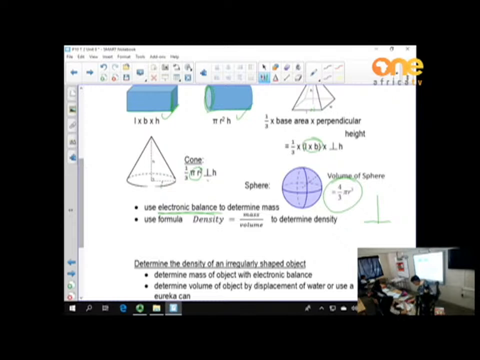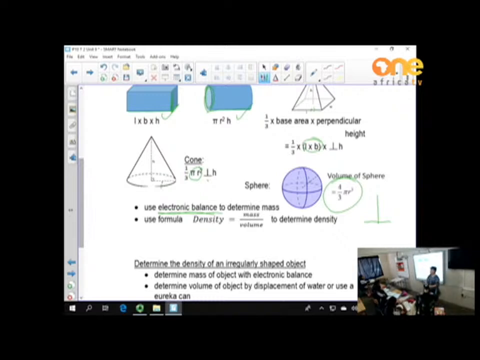Where are we? Irregular? Yes, it's the area of that surface times the height. Or the area of that surface times the height. So that's just a circle, and that's a square. Do you understand? All right.